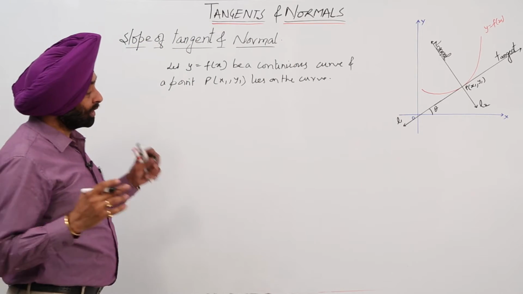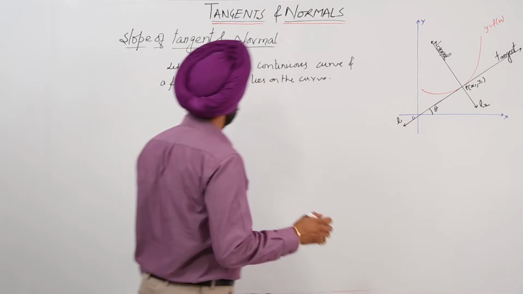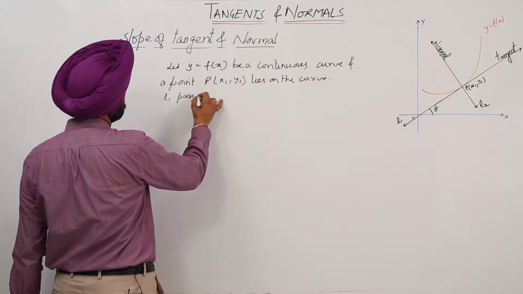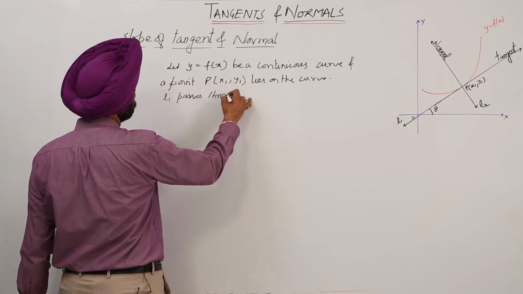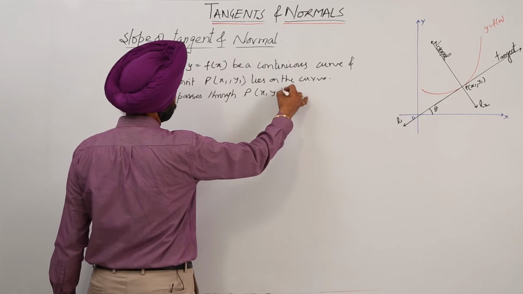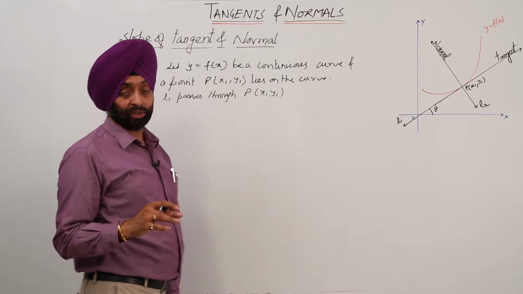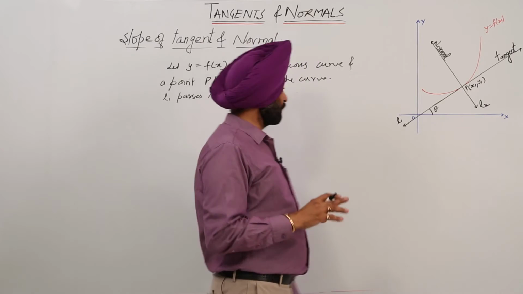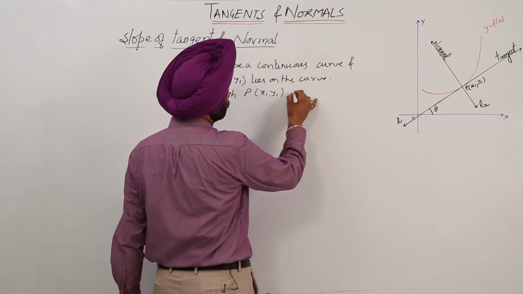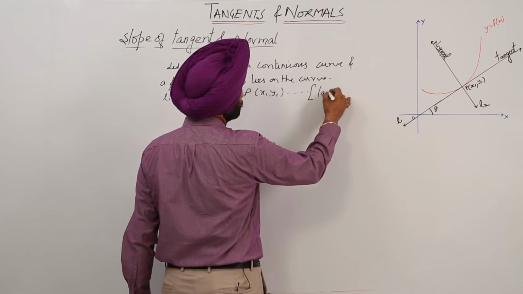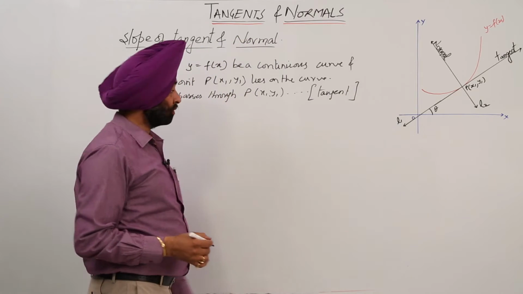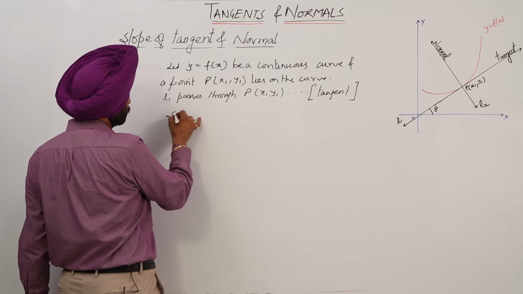Now we have two lines here, L1 and L2. L1 passes through P, and as we have discussed, the slope is dy by dx. So L1 is passing through P (x1, y1), and L1 is a tangent, just touching the curve at one point. So the slope of the tangent, now.